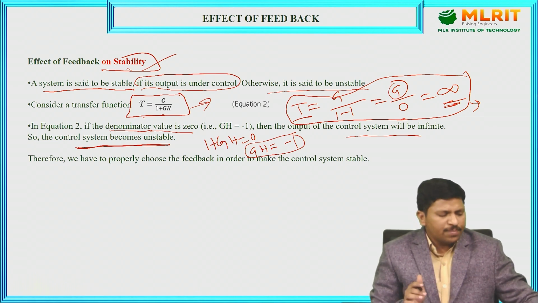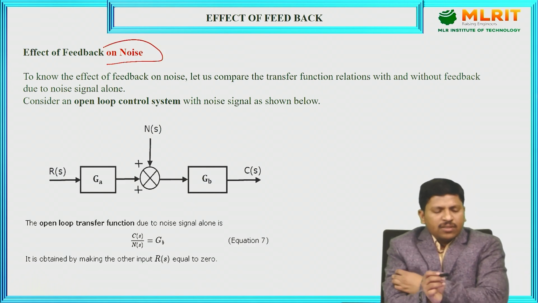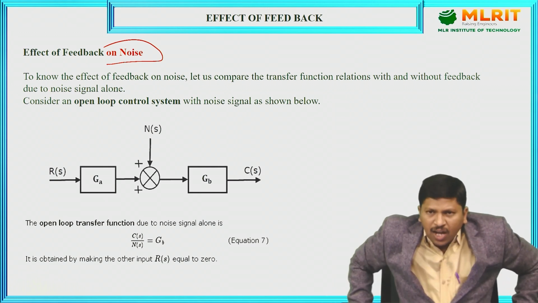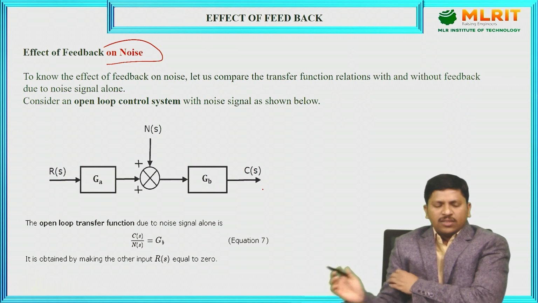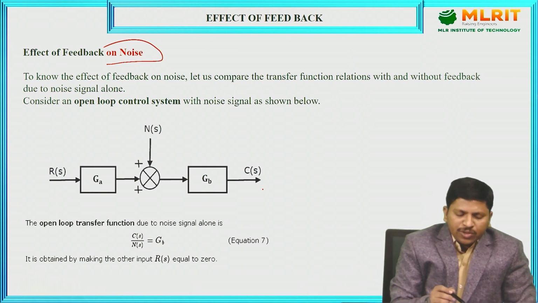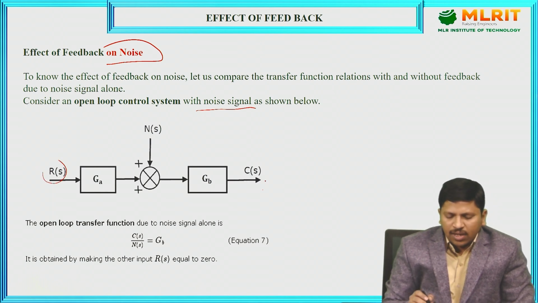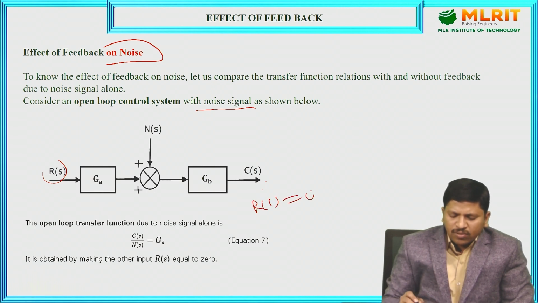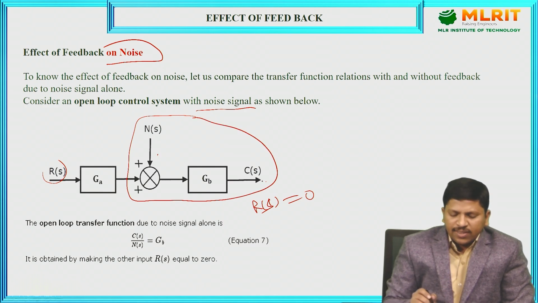Next, coming to the effect of feedback on noise. Here, observe the effect of feedback on noise. I am going to consider the open loop transfer function and the closed loop transfer function. First, the open loop transfer function with the noise signal. Here is the reference signal input, and this is the noise signal, and the output is C of S. I am going to consider R of S equal to 0, and for this condition the input signal is N of S and C of S is the output.